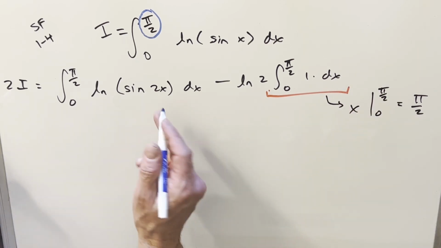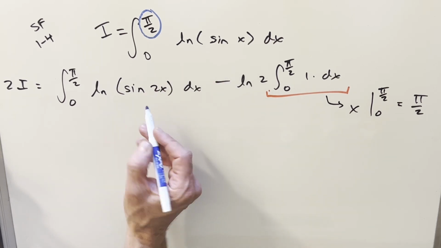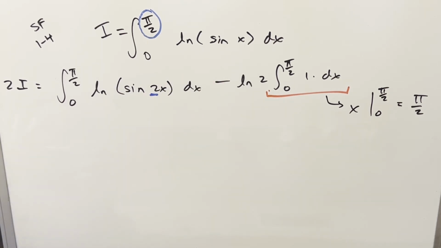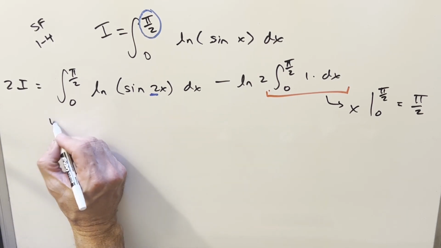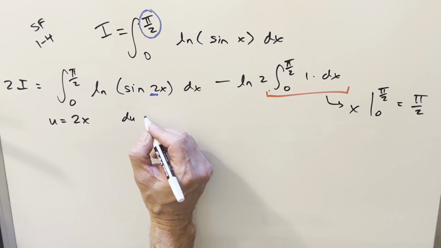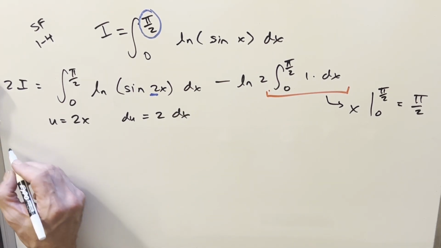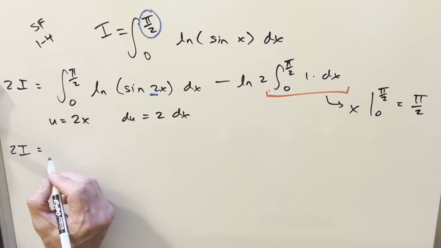But now over here, the thing I want to notice with this integral is that it's really similar to our original integral. The only thing that's different is this 2 here. So what I think I'm going to do is a u substitution. Call u equal to 2x. I'll take a derivative, du equals 2 dx. Then I'm going to make this substitution and see how it goes.